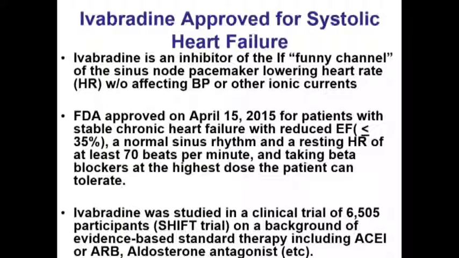So here's another new drug called ivabradine, and it's approved for systolic heart failure. It's an inhibitor of the funny channel of the sinus node, that is the pacemaker, lowering heart rate. It doesn't affect blood pressure or other ionic currents, and it was approved April 2015, this year, for patients with, one, stable chronic heart failure with a reduced EF, HFrEF, normal sinus rhythm, two, a resting heart rate of at least 70 beats per minute, three, and taking beta blockers, four, at the highest dose they can tolerate.